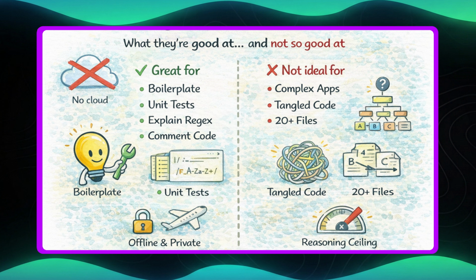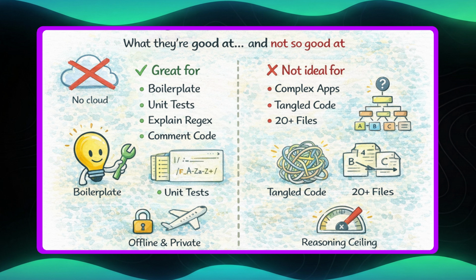Now a warning, what is this 9 billion parameter local model actually good for? To be honest, for everyday coding, these models are fantastic for the grunt work. Think of generating boilerplate code, writing unit tests, explaining confusing regex, or doing basic refactoring. And it's also perfect for writing instant documentation.